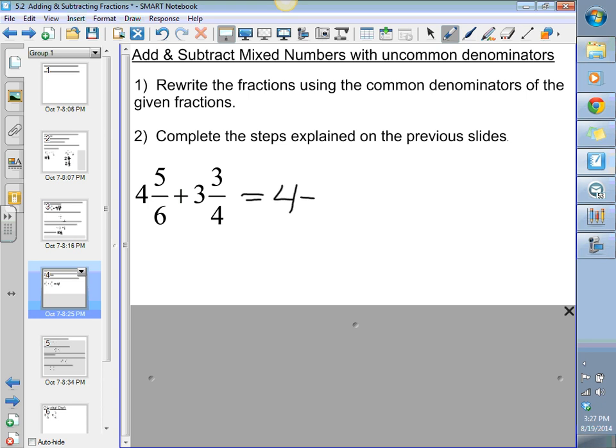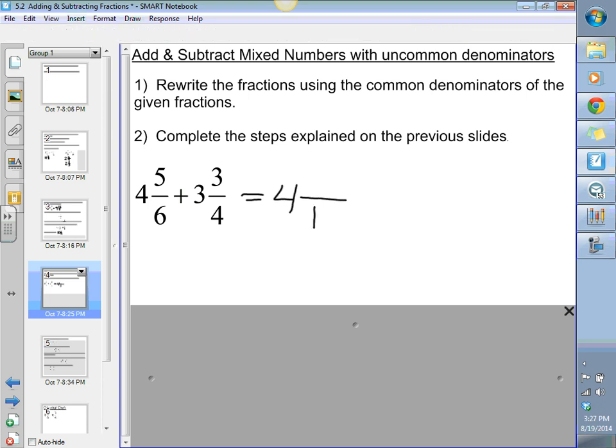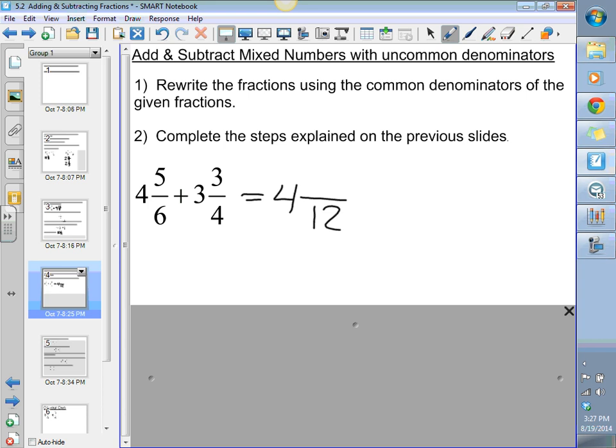So we've got 4, and it's 12. I multiply by 2 for the 6, and I get 5 times 2 is 10. And I multiply 4 by 3. So I multiply 3 times 3, and I get 9.